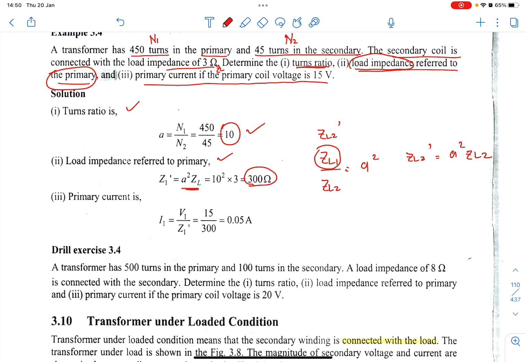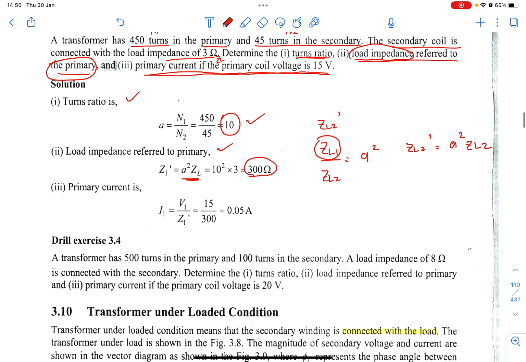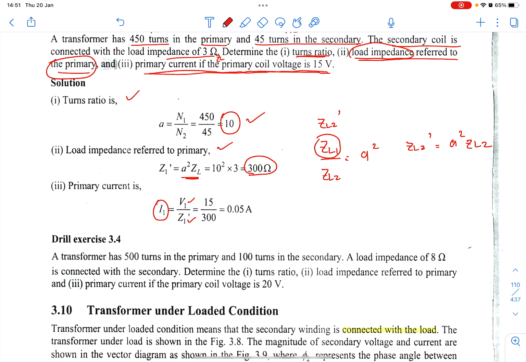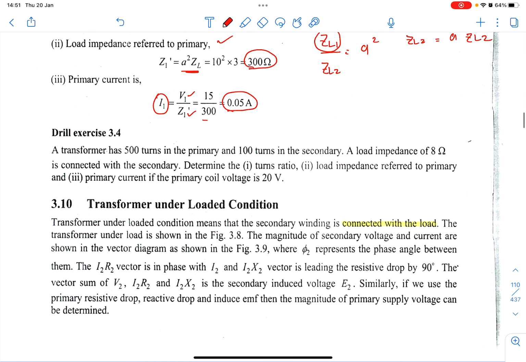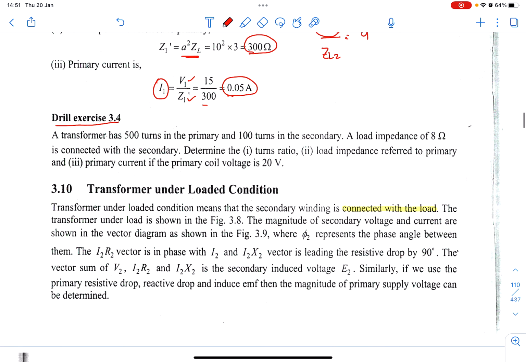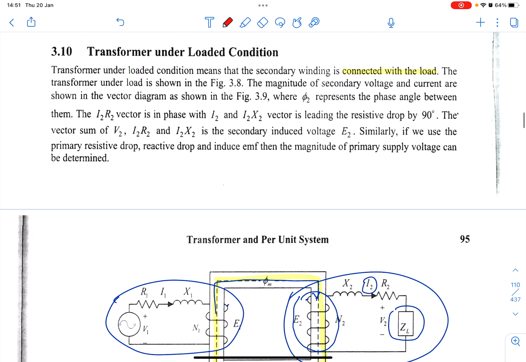And the next one is we need to calculate the primary current if the primary coil voltage is 15 volt. So we need to calculate I1, which is on the primary side. So I1 equal to V1 divided by the load impedance referred to the primary side. So 15 divided by 300, you get 0.05 ampere. So please do try the drill exercise 3.4, because next we are going to learn about the transformer under loaded condition.